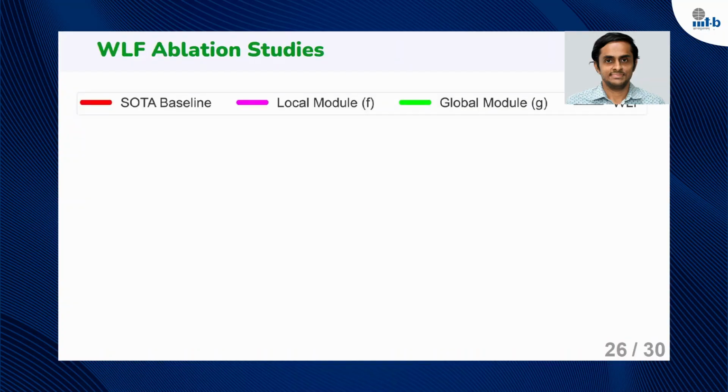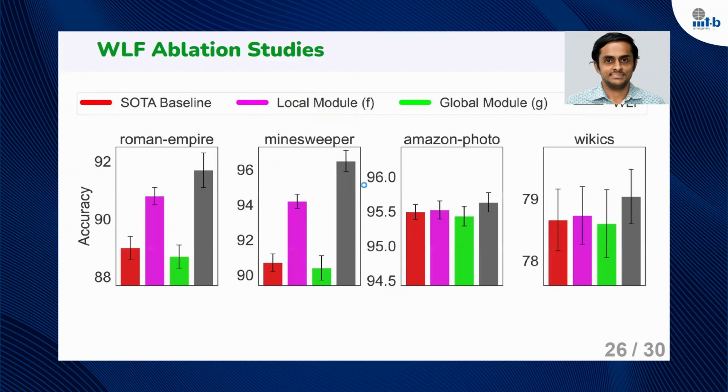And these are some ablation analyses. We looked at the best state-of-the-art baseline, and then we looked at each of the 2 modules in isolation: the local one, the global one, and then this joint WLF scheme. You can see that WLF is the best performing when compared to these ablated baselines. Across these, there are 3 heterophilic and 1 homophilic data sets.